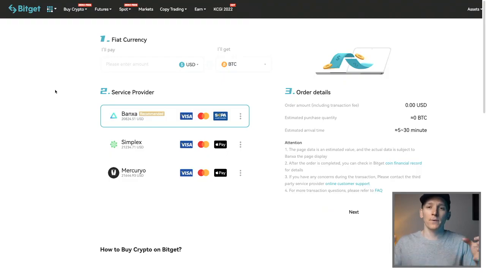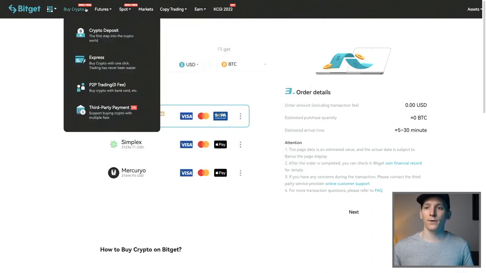Another option to get fiat currency on and off the platform is P2P, or peer-to-peer transactions. So Bitget sit in the middle here and you essentially give a payment to a third party. They have crypto locked up on Bitget ready to release to you once they receive that payment. I don't personally use this very much, but you can definitely do this.